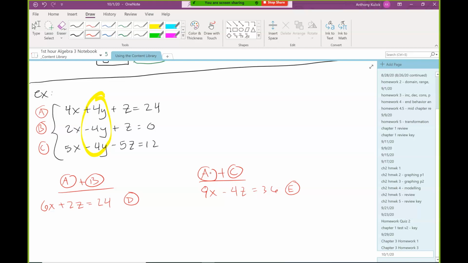Because I didn't add equations B and C together. I added A and B and then A and C. Is that cool? Okay. And I intentionally did that because I'd have to multiply by a negative 1 if I tried to add B and C together. That's fine to do, but if I don't have to do any multiplication, let's not do any multiplication, you know? Is that cool? Megan?